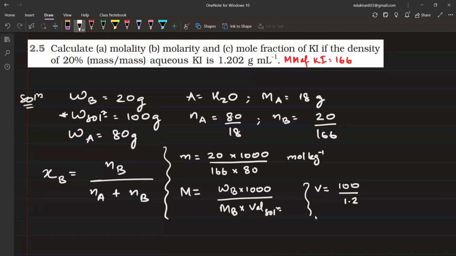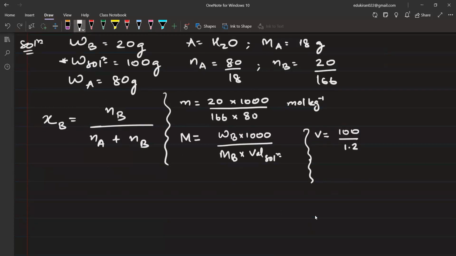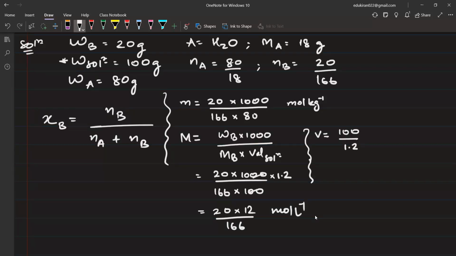There is no need to panic, please see. This will be equal to, plug in the same thing. How much is our WB? 20 into 1000 divided by MB, how much is our MB? MB is 166 multiplied by 100 divided by 1.2. Going up, 1.2 goes to the numerator, denominator of denominator is numerator. It will be equal to 20, 20 cancel, 10 into 1.2 will be equal to 12, 20 into 12 divided by 166, whatever the answer, it will be in moles per liter.